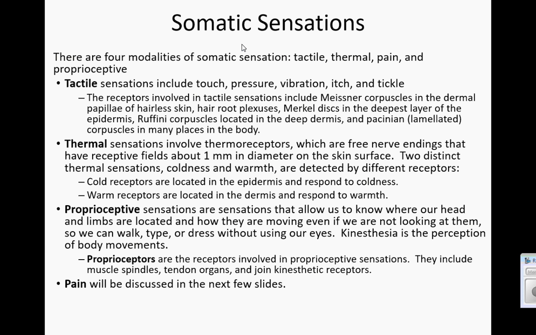Pain, I'm going to discuss those in the next few slides. Those are going to involve those free nerve endings, which remember are just the dendrites without a capsule around them. And then proprioceptive sensations are going to involve those that are located in our muscles, our tendons, and our joints. Okay? And they provide us with the ability to know where our head and limbs are located, how they're moving, even if we're not looking at them, so we can walk, type, or dress without using our eyes. Providing us with perception of our body movements called kinesthesia.